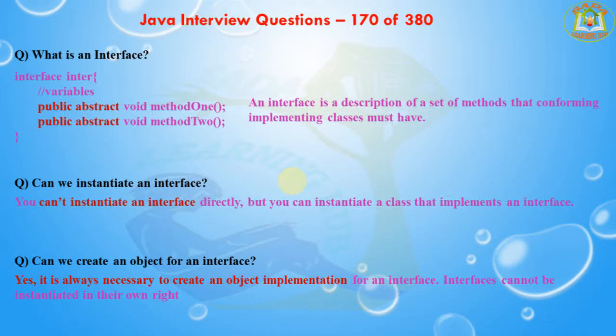The next question is, can we create an object of an interface? It's always necessary to create an object of an implementation for an interface. Interfaces cannot be instantiated in their own right, so you must write a class that implements the interface and fulfills all the methods defined in it. It's not possible to create an object of an interface. It's possible to create an object of the implementation class.